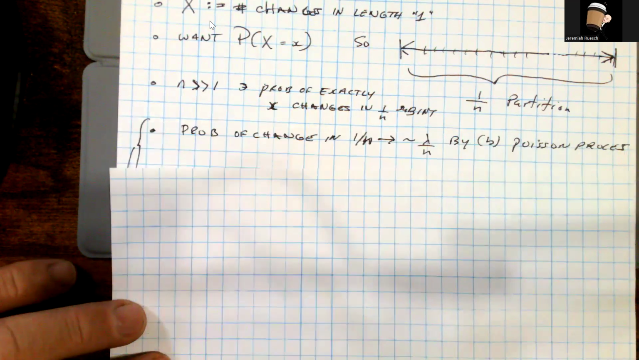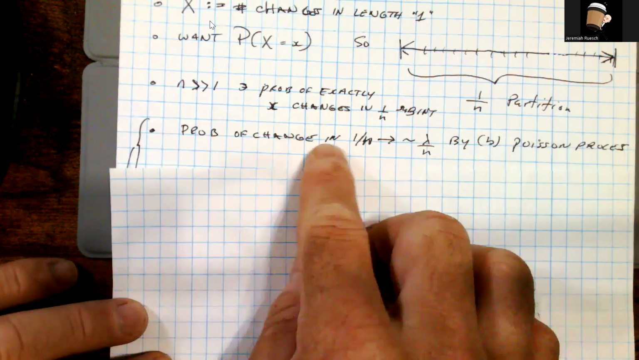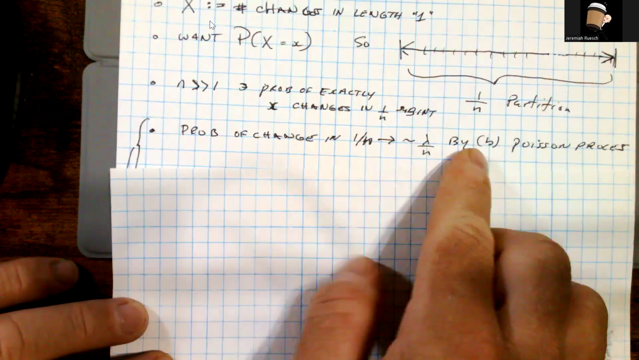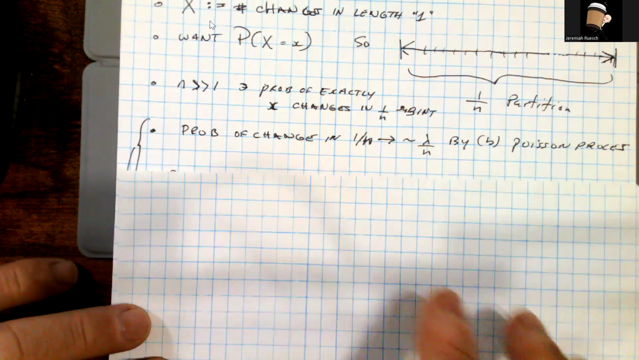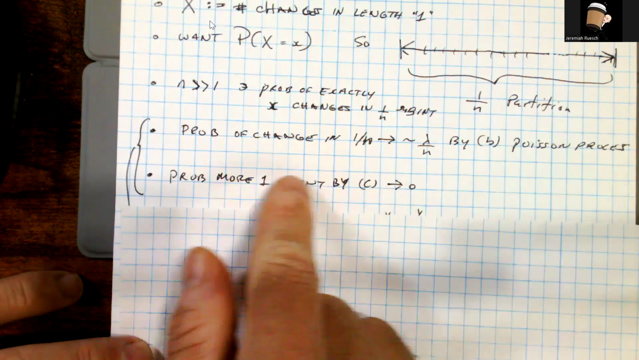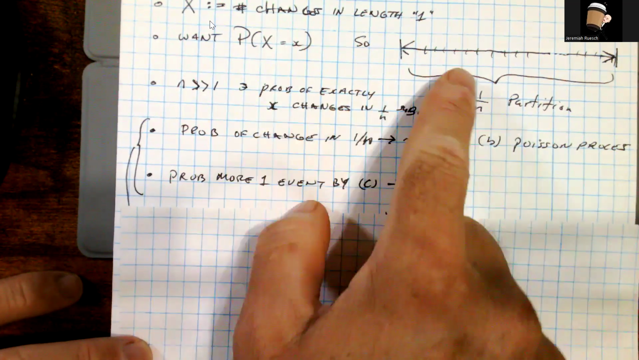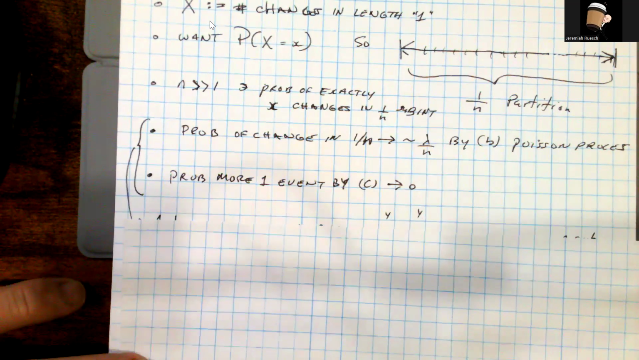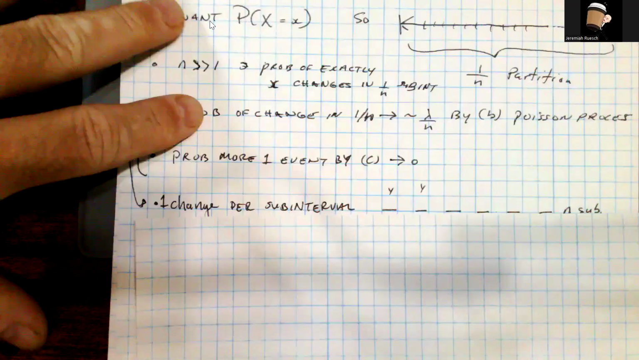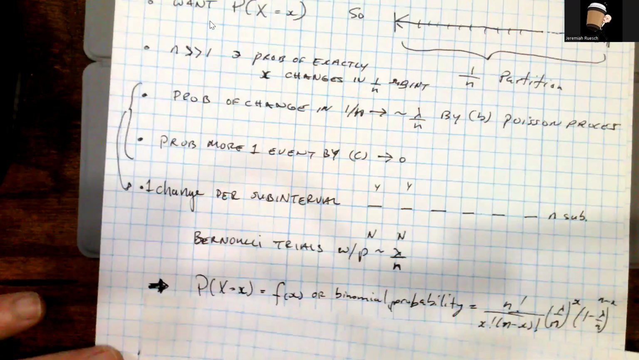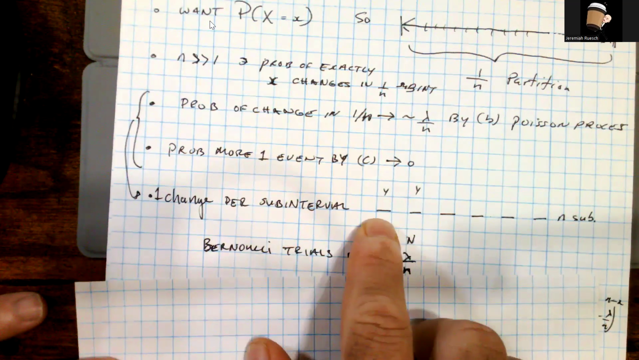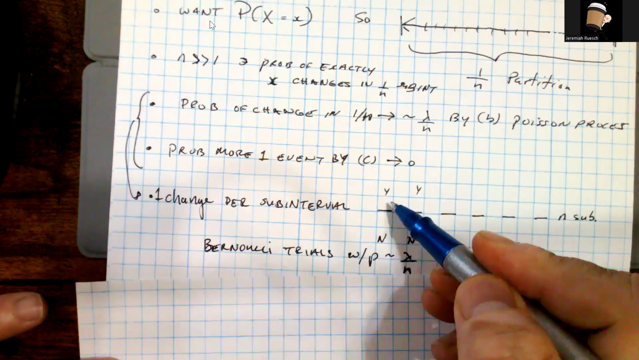Okay, and then the probability of change in an interval of length 1 over n is approximately equal to lambda divided by n. That was part B of the Poisson process. And then we also know that we should make our intervals small enough so that the probability of two events happening in any one of these intervals is 0. And if that's true, that's really helpful because that creates the conditions that we need for a Bernoulli trial to occur. And so we have one change per subinterval, and so you get here a Bernoulli trial.